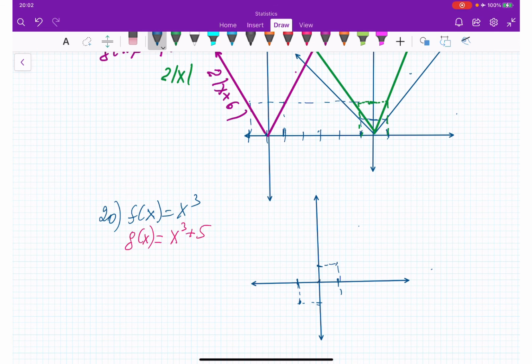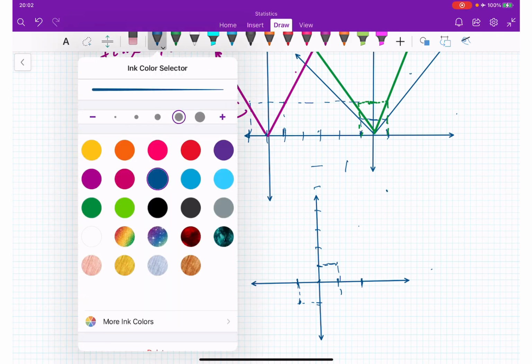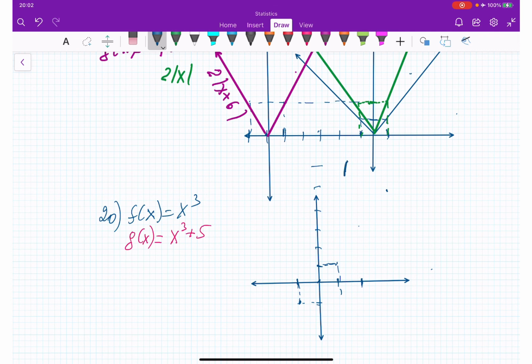I can take one more point, x is equal to 2, y is equal to 2 to the power of 3, which is 8. 1, 2, 3, 4, 5, 6, 7, 8. So it's going to go way up. Okay, the bottom line is the graph is going to look like this. This is going to be my graph.